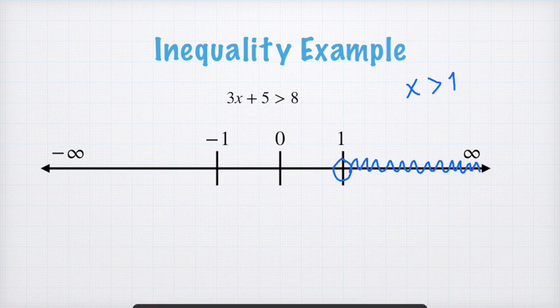Now the really cool thing about this is, while we can't have 1, we can have 1.000001, because that will be just slightly greater than 8, and that still counts. And so this is why we can have more than one answer, and this is why they generally have a large number, even an infinite number of solutions.